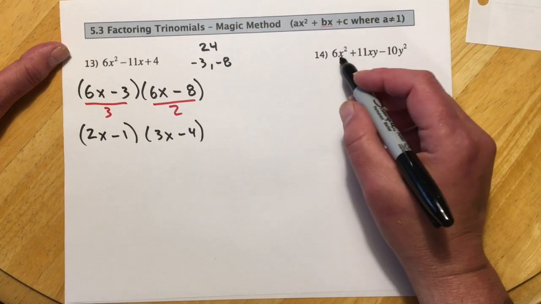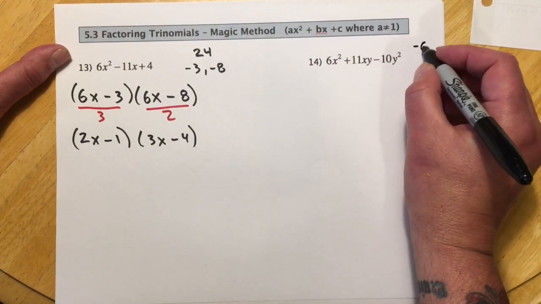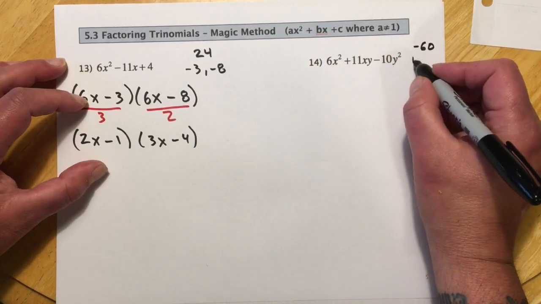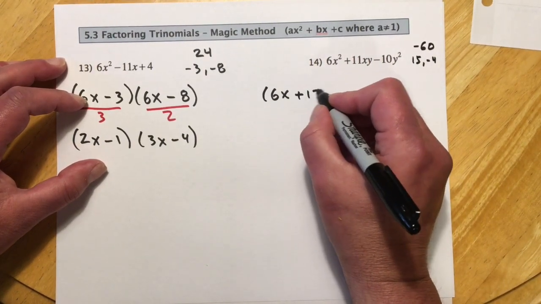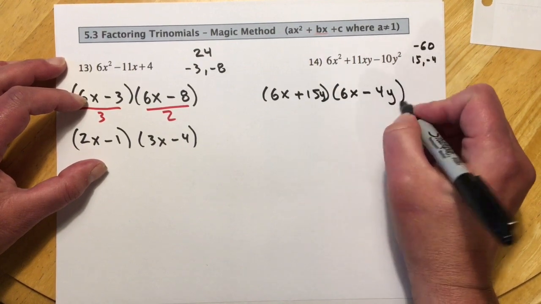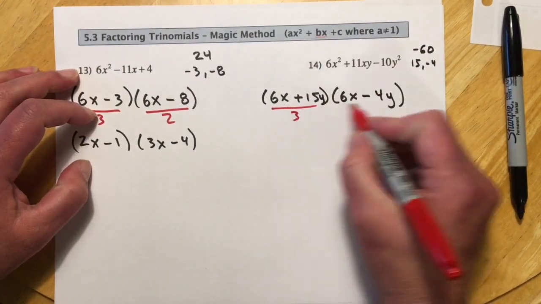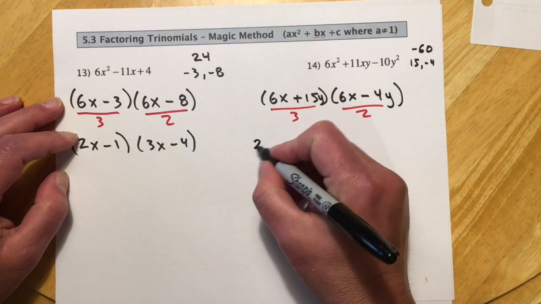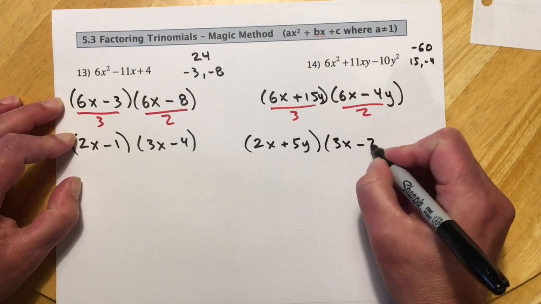Next one, same idea, but it's got, again, that extra letter. So 6 times negative 10 is negative 60, so I need two numbers multiplied negative 60 and add to be 11. So that'll be a 15 and a negative 4. So we'll do 6x plus 15y, and 6x minus 4y. And then we'll just divide out that extra 6 wherever it works. So we could do 3 of it here, 2 of it there. And so that's going to go 2x plus 5y. And this side will be 3x minus 2y.